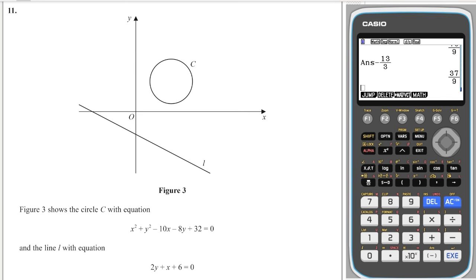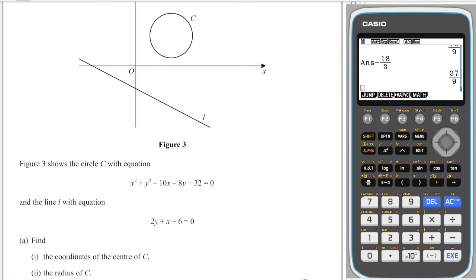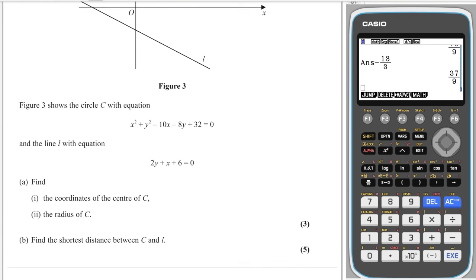Okay, tricky question alert. Let's look at this diagram. We've got a circle, we've got a straight line. We're told the circle, we're told the straight line, so it seems innocent enough. And then it says work out the coordinates of the centre and the radius.